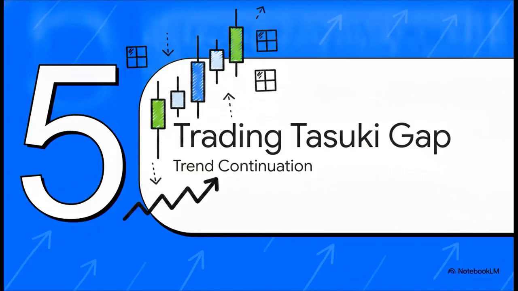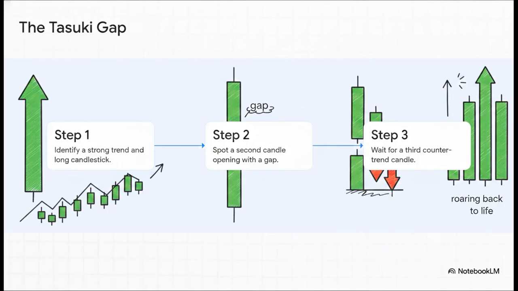Which leads us perfectly into Section 5, Trading the Tsuki Gap. Let's dive into a highly specific, actionable multi-candle strategy that takes advantage of these windows. It's called the Tsuki Gap, and it is an incredible tool for confirming that a trend is actually going to continue. The Tsuki Gap is a three-candle continuation pattern. Here's exactly how you spot it.